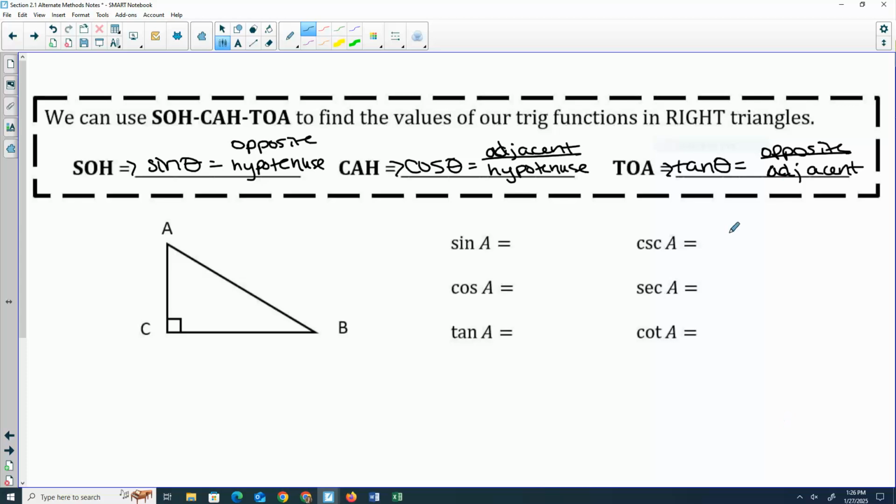Now, this only works if, first of all, we have a right triangle. Because if you don't have a right triangle, is there a hypotenuse? No. So it has to be a right triangle. And our angle has to be one of the acute angles, so either A or B. I can't do C because then my opposite side and my hypotenuse become the same, and so there is no more opposite side. So it only works from either A or B.